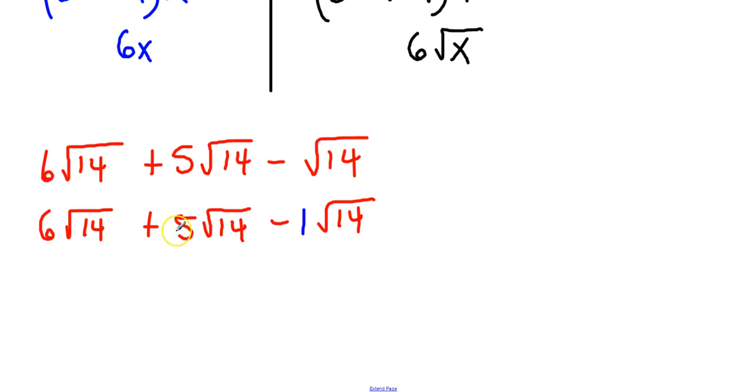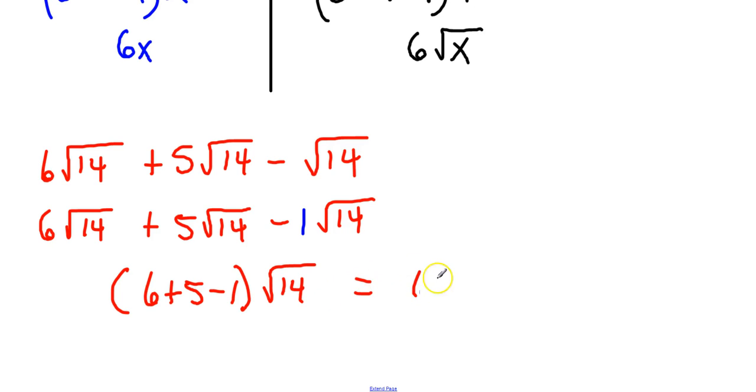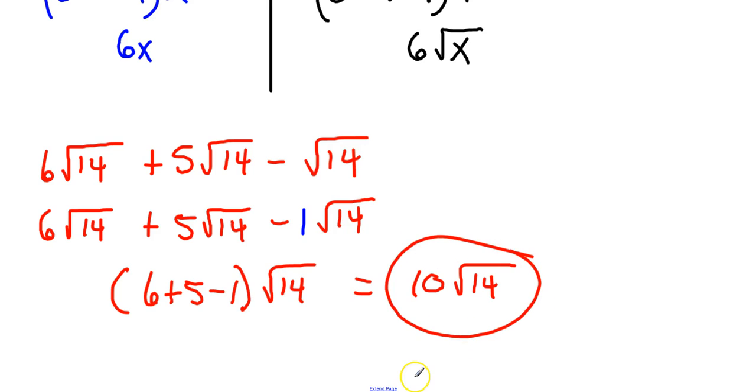This one we've got 6, this one we have 5, but then we're going to take away the square root of 14 that's by itself, so just think about it, there's a 1 in front of that one. So basically that's 6 plus 5 minus 1, and then we're going to put the square root of 14 behind it. So that would be 10 square root of 14.